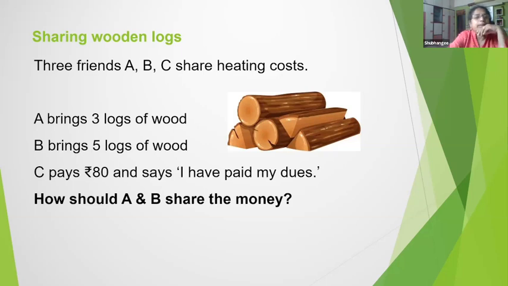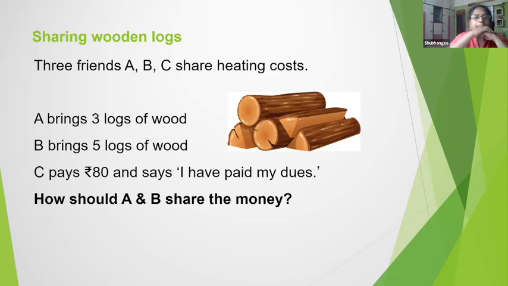But then the question is, how will A and B share the money? So these 80 rupees need to be shared among A and B. If that's the case, then 30 and 50. Okay, right. So, what is your logic for 30 and 50? Since A and B brought some material and C is paying that 80 rupees extra, that 80 rupees needs to be distributed among A and B.